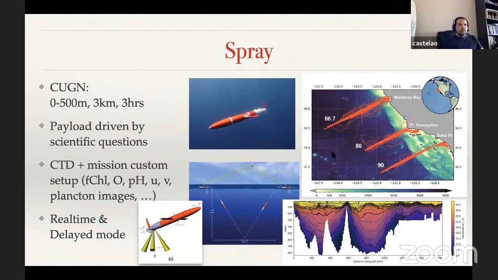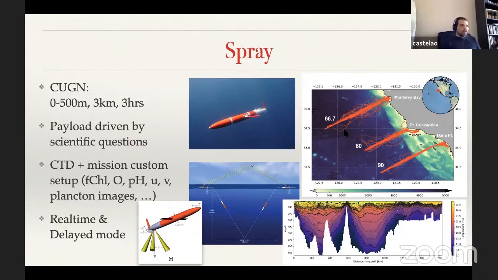Here on the right, we have the California Underwater Glider Network. It's the longest glider operational observation. These are three sections, the CalCOFI lines, where we have been maintaining Spray gliders, one all the time on each line since 2006. Each orange dot here is a profile. And to give a perspective, we produce around 8 profiles a day.